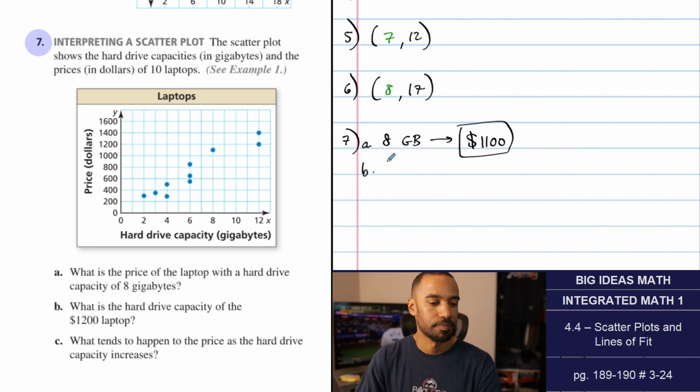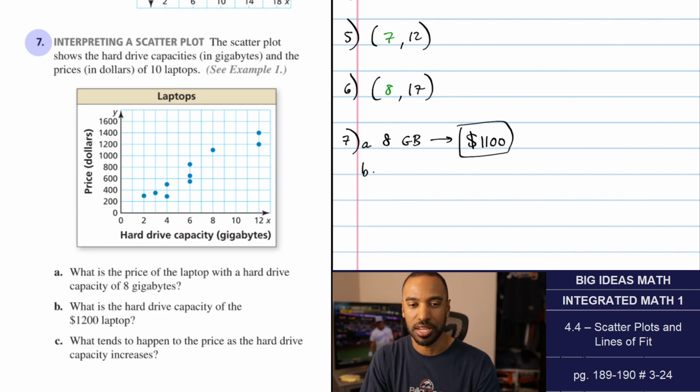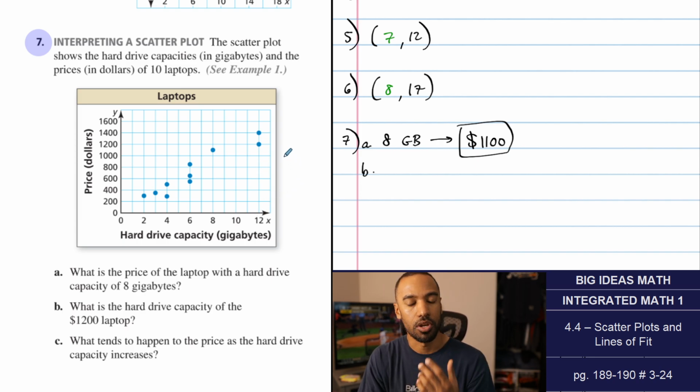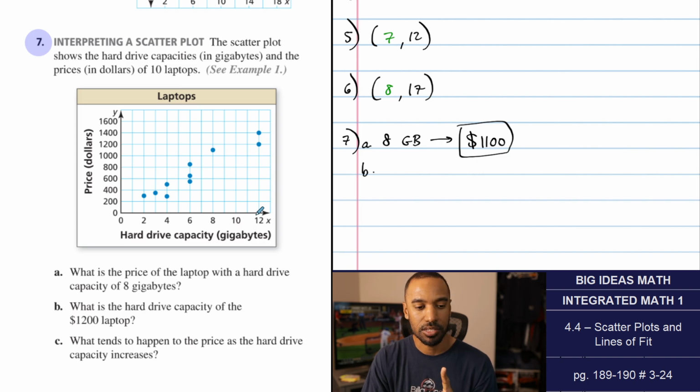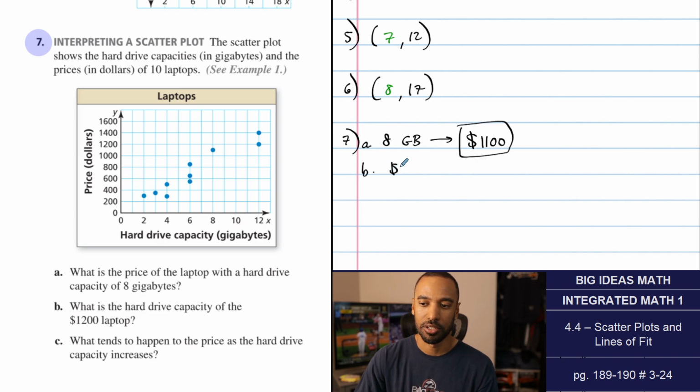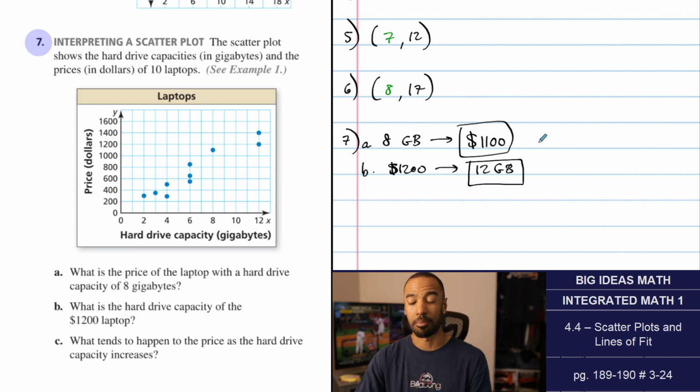Part B, what is the hard drive capacity of the $1,200 laptop? So go to Y value of 1,200, boom, right there, and find the one. That's the 12 gigabyte one. Is that the only 12 gigabyte one? No, but that is the $1,200 one. It has 12 gigabytes. So $1,200, so not a function in this case, but leads to a 12 gigabyte laptop. So if they ask you, what is the cost of a 12 gigabyte laptop? I mean, we don't have the function version of that because there are 2 answers. So there's this or that.